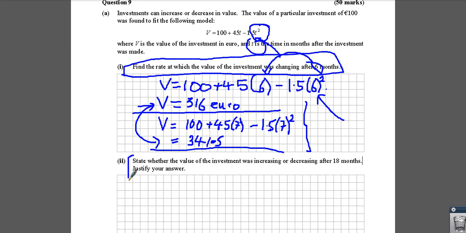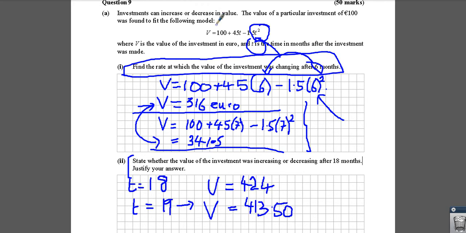The next question says, is the investment increasing or decreasing after 18 months? Basically we're going to try exactly the same thing. We're going to substitute the values 18 and 19 and see whether we think the investment is increasing or decreasing. So remember, this is a formula: V equals 100 plus 45t minus 1.5t squared. The formula is a model. It tells us that we can take a value of time, stick it into a model or a formula, and we get a result out that tells us how much is in our investment.